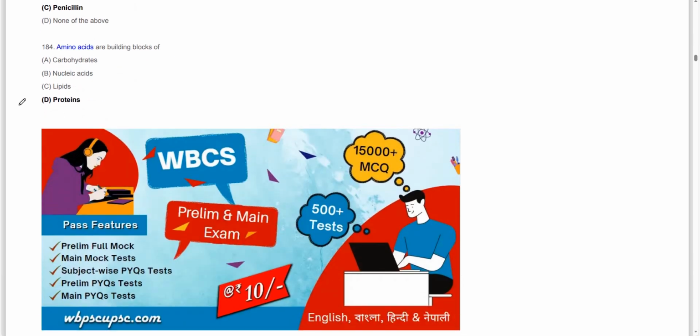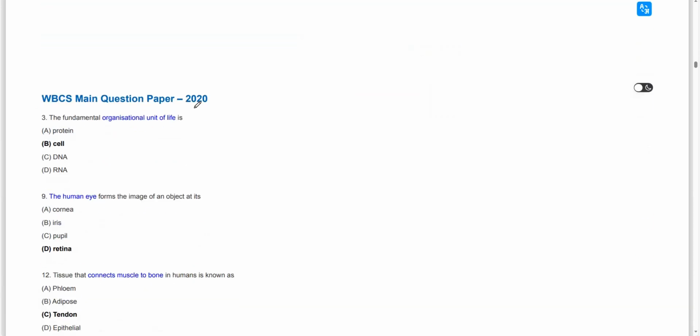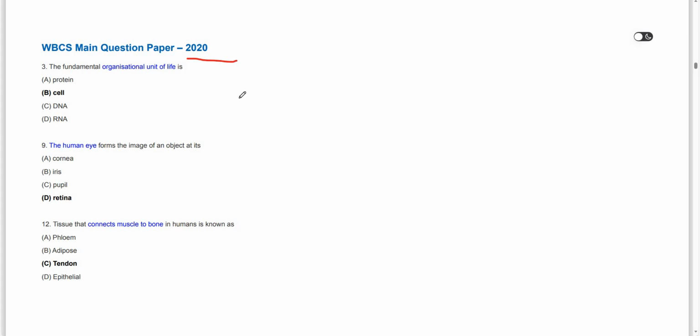Moving on, amino acids are building blocks of what? Protein. Amino acids are the building blocks of protein. Moving on to the next question, 2020 question. The fundamental organizational unit of life is the cell. The cell is the fundamental organizational unit of the body.